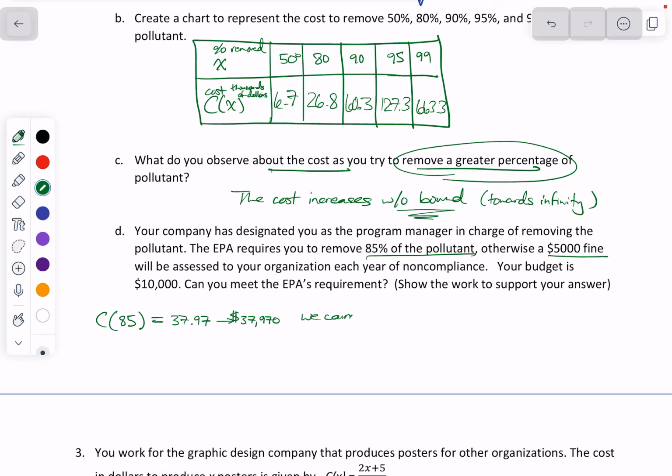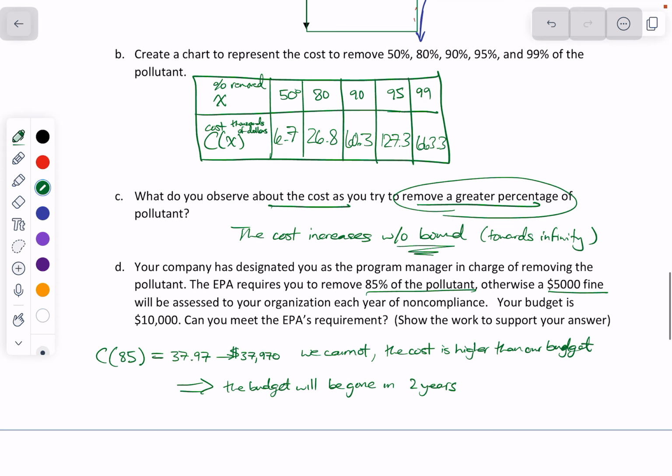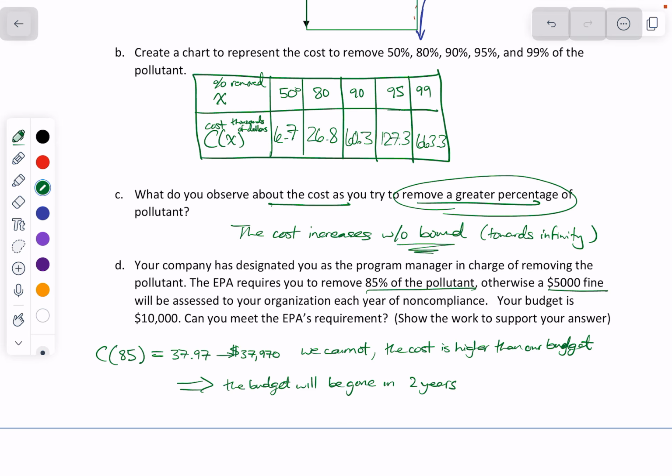We cannot. The cost is higher than our budget. And in addition to that, the EPA is going to slap us with a fine, $5,000 each year. So the budget will be gone in 2 years. Womp womp. Oh well, I guess our company's going under.